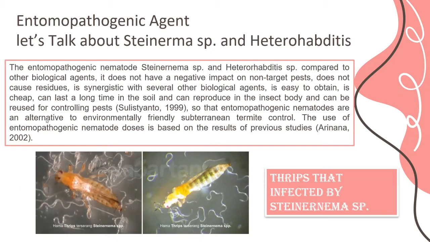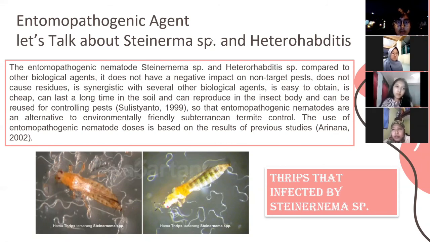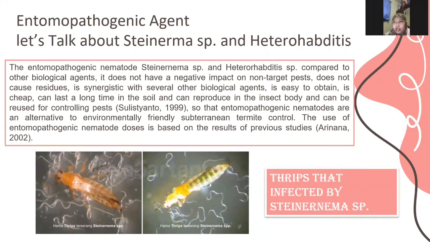Entomopathogenic agents. Let's talk about Steinernema sp. and Heterorhabditis sp. The entomopathogenic nematodes Steinernema sp. and Heterorhabditis sp., compared to other biological agents, do not have a negative impact on non-target organisms, do not cause residues, are synergistic with several other biological agents, are easy to obtain, are cheap, can last a long time in the soil, can reproduce in the insect body, and can be reused for controlling pests. So entomopathogenic nematodes are an environmentally friendly alternative for subterranean termite control. The use of entomopathogenic nematodes is thus based on the results of previous studies. Next.